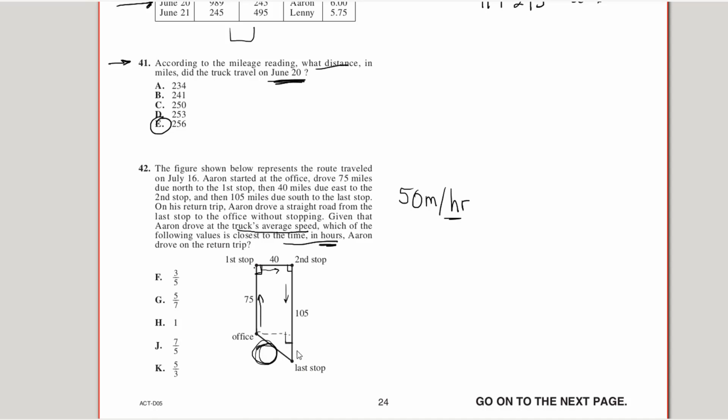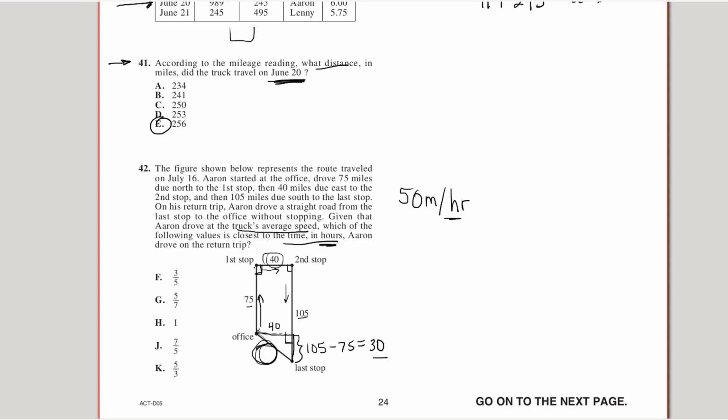And we know a couple of these other values. We know that this straight line distance is 40. We get that from the distance here from the first to second stop. Those lines are both parallel. And we can find the distance of this leg. We know that the total from the second stop to the last stop was 105. We'll subtract from that 75, the line parallel from the office to the first stop. That's going to give us this distance here, and that's going to be 30. So we have a distance of 30, 40 here.